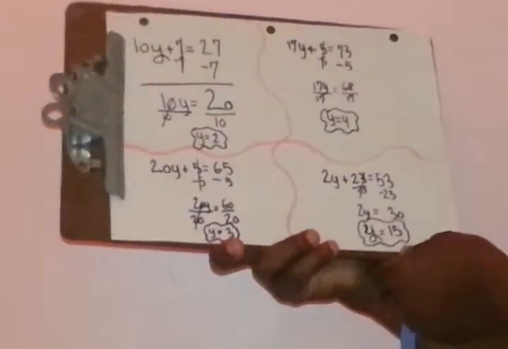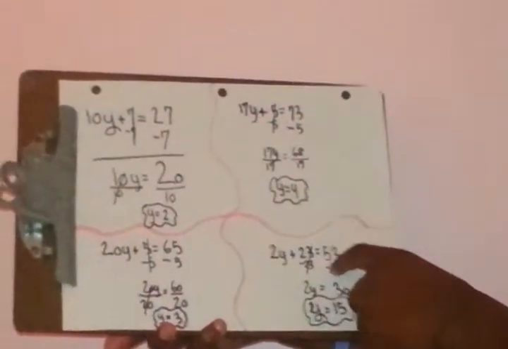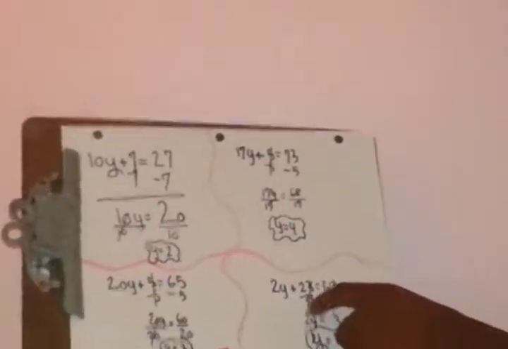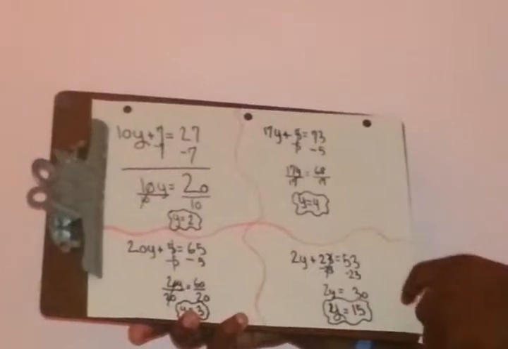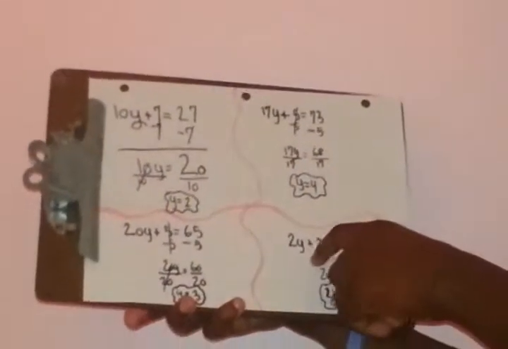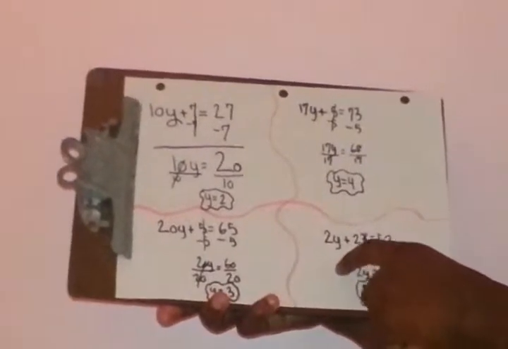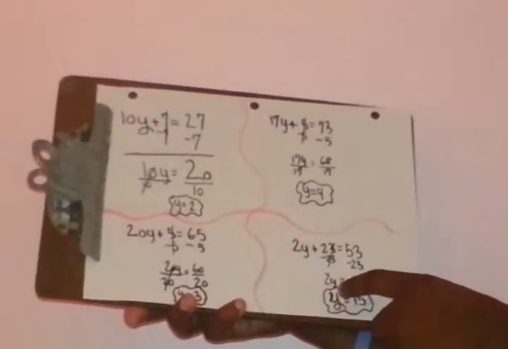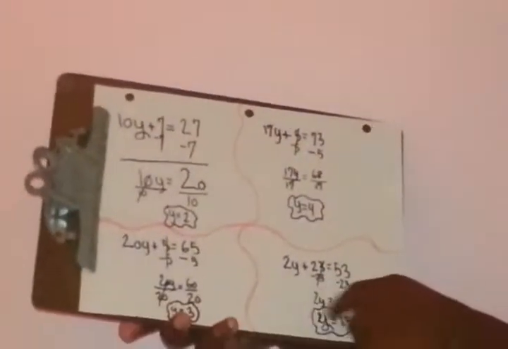Is y equal 3. Now this one, 2y plus 23 equal 53. You subtract 23 from both sides, and then that knocks out that 23, and now you have 2y equal 30. Now you have 2y equal 30, and then that will leave you with y equal 15 once you divide 2 from both sides. You have y equal 15.